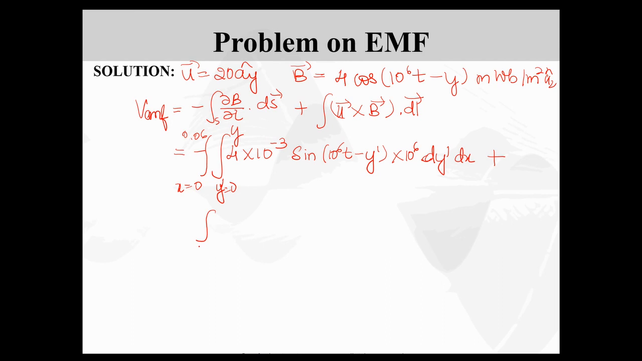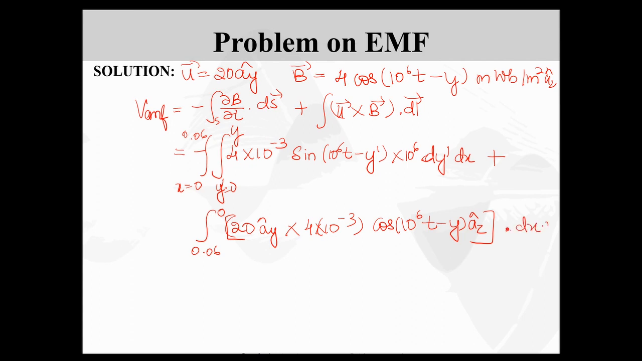So here in this case, it will be from 0.06 to 0, or if you put a negative sign, you can interchange the limits. So it is 20 ay cross 4 into 10 power minus 3. So this is cross, please note that. 4 into 10 power minus 3 cos 10 raised to 6 t minus y along the direction. This whole thing is dot producted with dx ax.